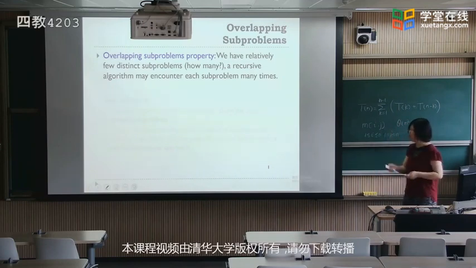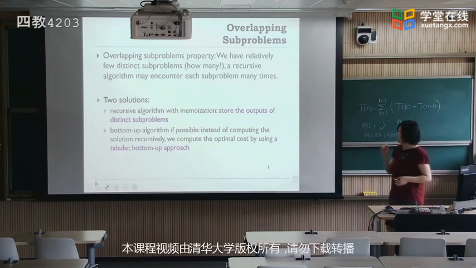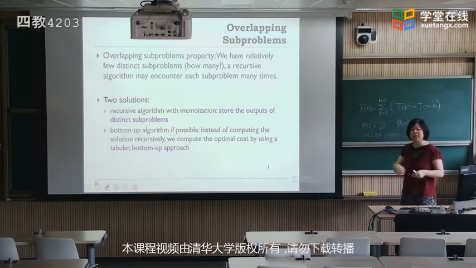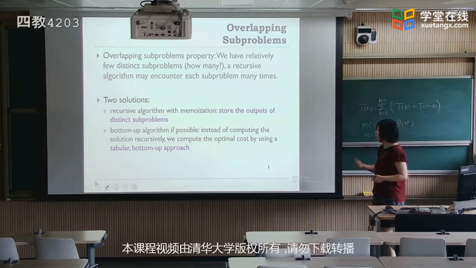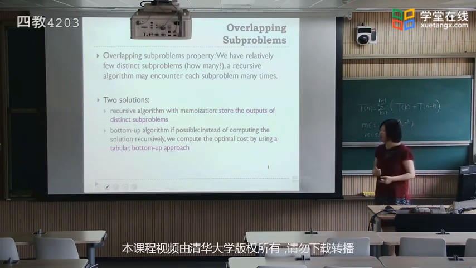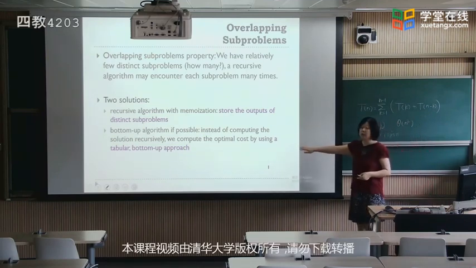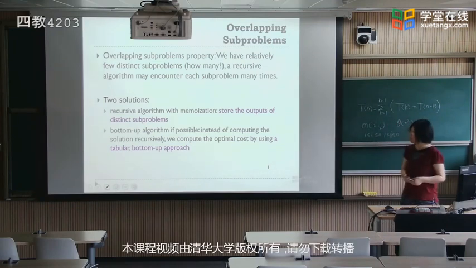Okay, so we have two solutions to solve this problem. We can store the outputs of distinct subproblems during the execution of the recursive function, or we can have a bottom-up algorithm. So we compute the optimal cost by using a tabular bottom-up approach. And this bottom-up approach usually is more efficient than the top-down recursive approaches.